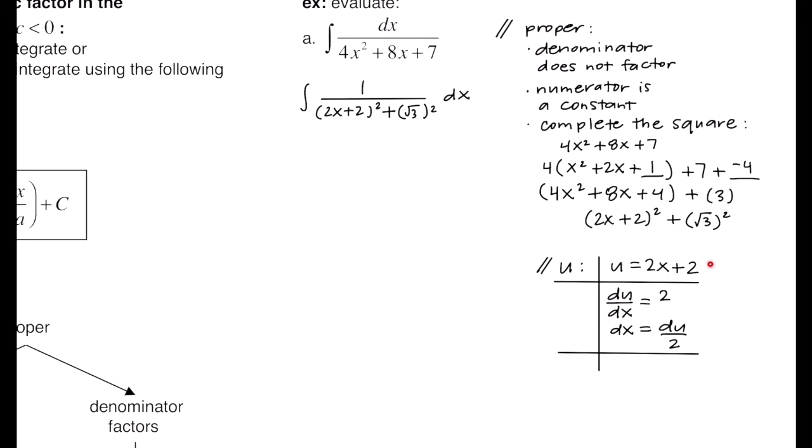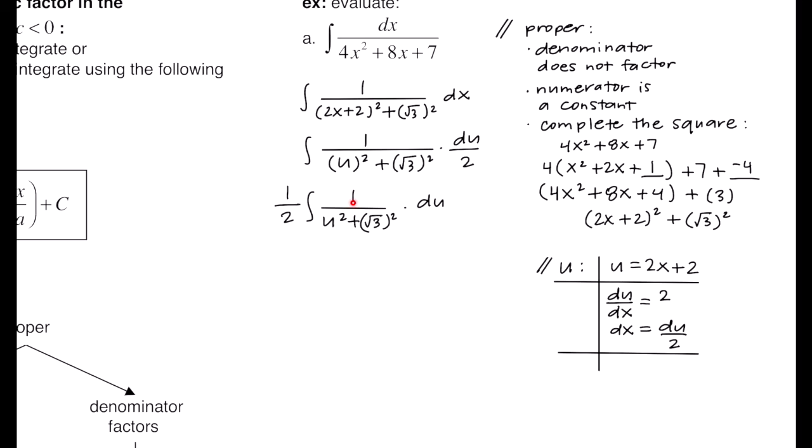So we're ready to plug all of this in. We have the integral of 1 over u squared plus the square root of 3 squared times du over 2. I'm going to pull the 2 to the front as a 1/2. Now this integral is of the form 1 over something squared plus a constant squared, so again we use the formula 1 over a tan inverse of x over a. I dropped the 1/2 down, and a is the square root of 3. So we have 1 over a, and then tan inverse of x over a, where in this case x is u, so we write u over root 3.